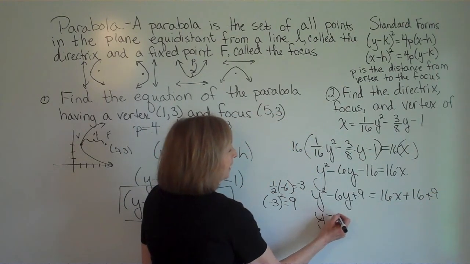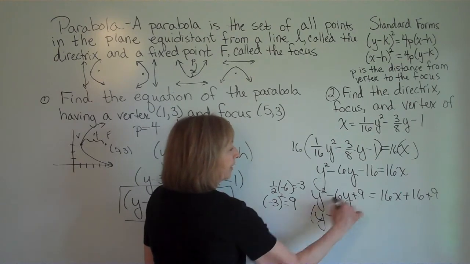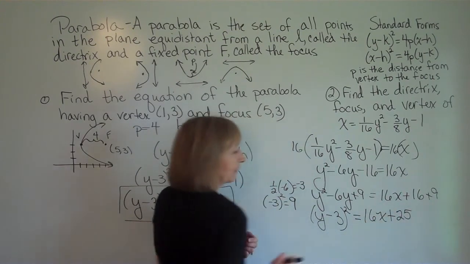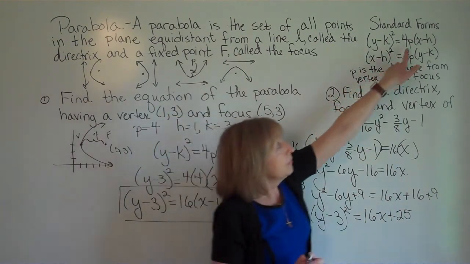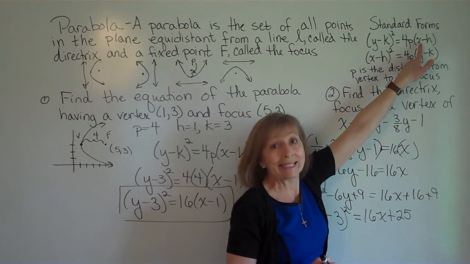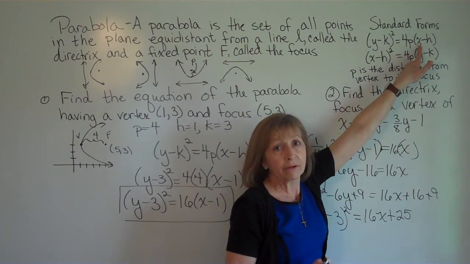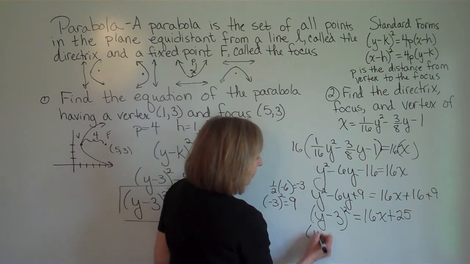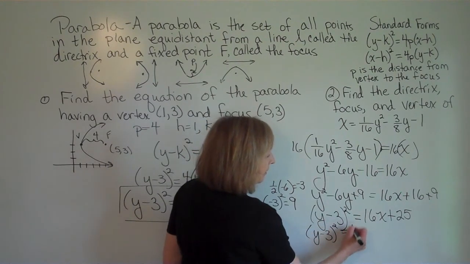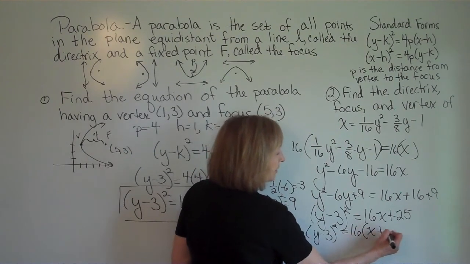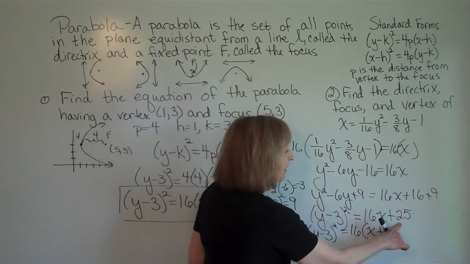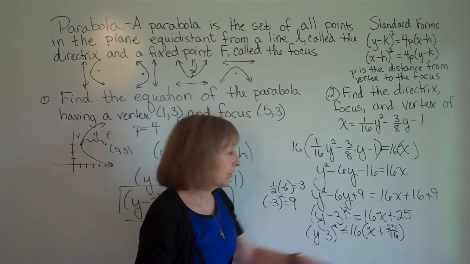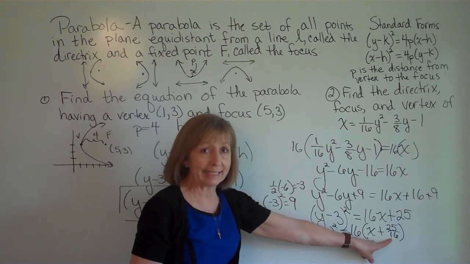So I get y minus 3 quantity squared, when you factor this, is equal to 16x plus 25. Now, I also need to have the coefficient of my x in the parentheses to just be a 1. So whatever coefficient is in front of your x, you want to factor it out whether it makes fractions or not. So I have y minus 3 quantity squared is equal to 16 times a quantity x plus, and if I divide out a 16, that'll give me 25/16 as that second term in the binomial that I factored out the 16.